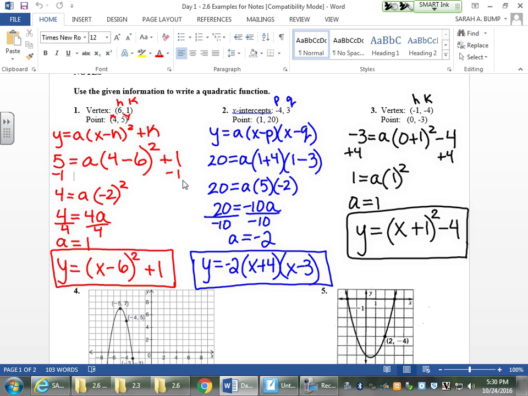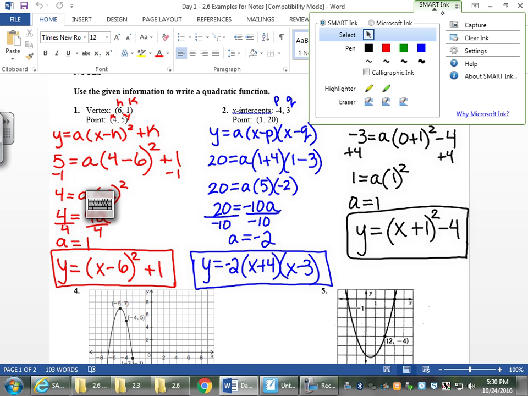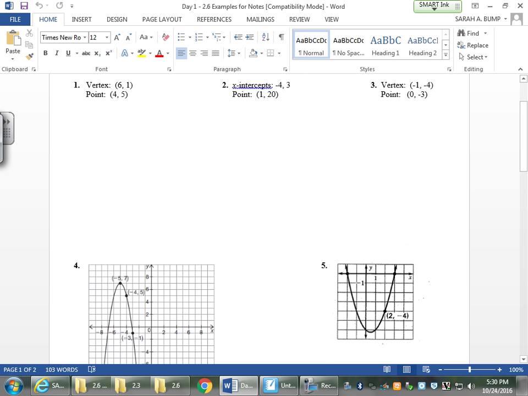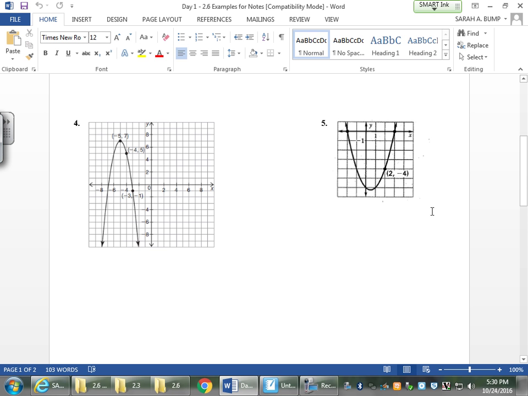The last two on this page are going to be the same skills, but we have to take the information from a graph versus listed information. So looking at number 4, what I would want you guys to notice is that the vertex has been identified already for us, and multiple points have been identified for us. Sometimes the points aren't going to be identified and you have to label them yourself, but still look for vertex and a point or x-intercepts and a point.